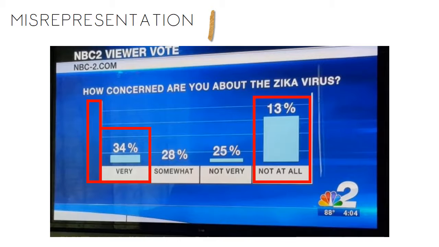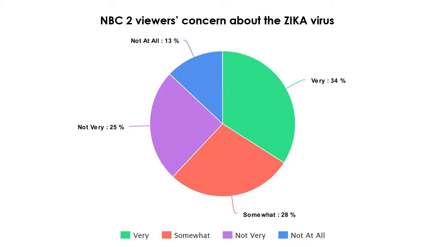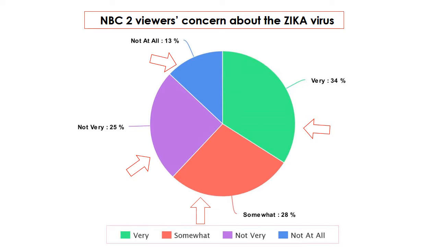Was it designed by someone who wanted to make it look like people aren't worried about Zika? Here's what it's supposed to look like. To represent percentages, a pie chart should be used instead. The title could be NBC2 Viewers Concern About the Zika Virus, and different colors should be used in the pie graph. A legend should also be included.